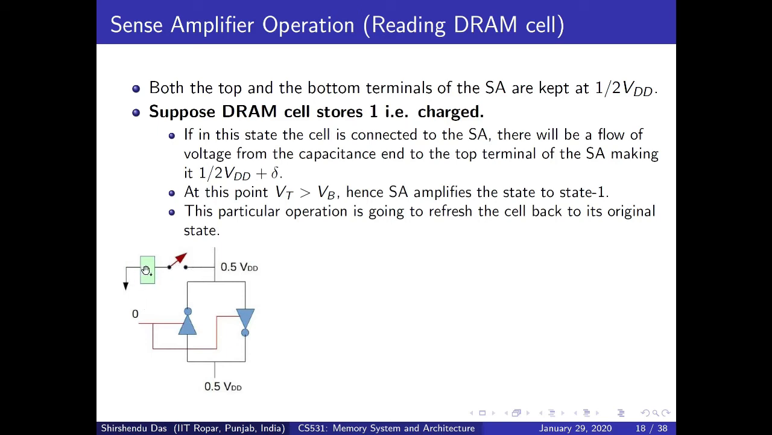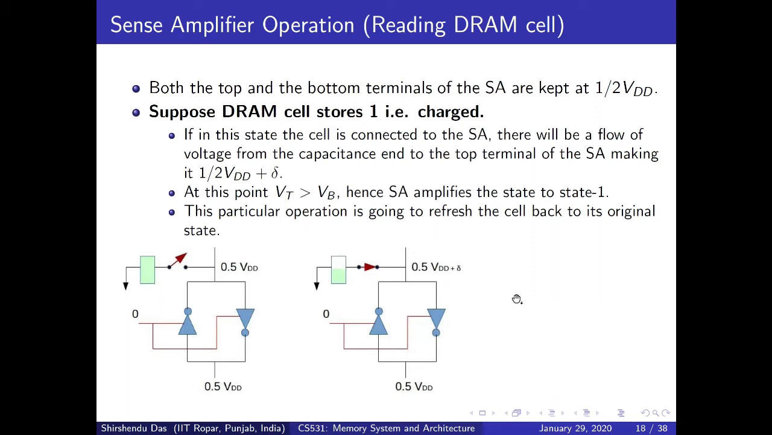If some charge passes through this line, then the voltage here will increase from 0.5 VDD to 0.5 VDD plus delta. So the moment you switch on this transistor, some charge is transferred through this line, and the voltage here is 0.5 VDD plus delta, a tiny increase of voltage. As I explained in the previous slide, according to the property of the sense amplifier, this voltage is now higher than this voltage, so VT is greater than VB. It means that automatically this sense amplifier will go to stable state 1.